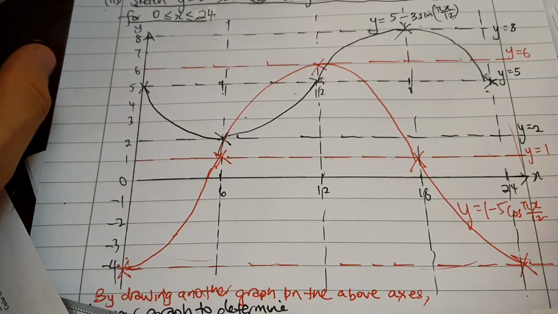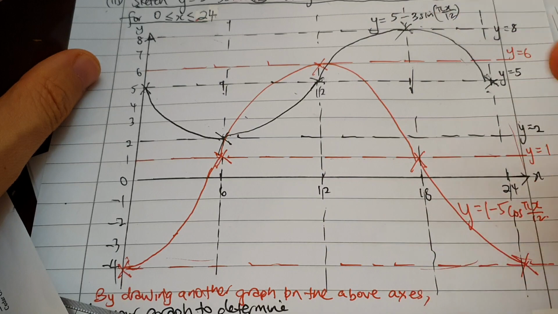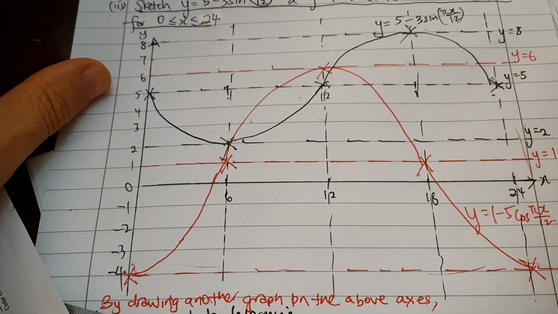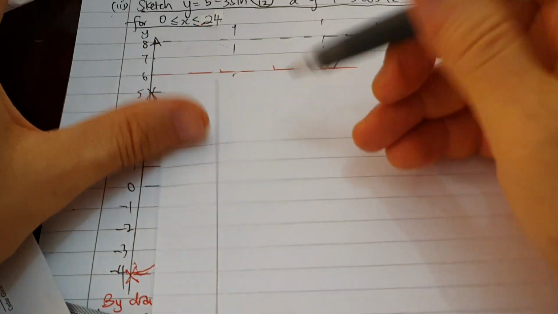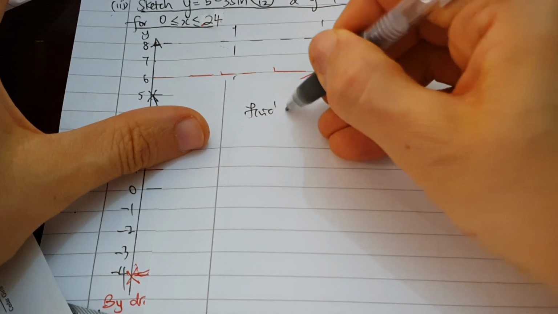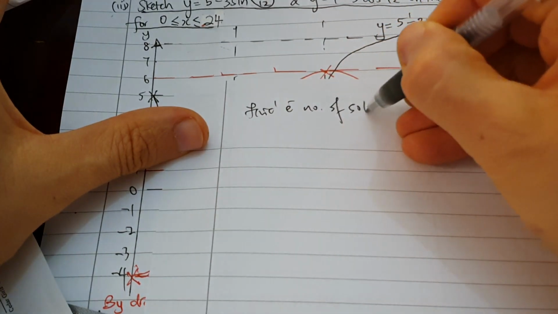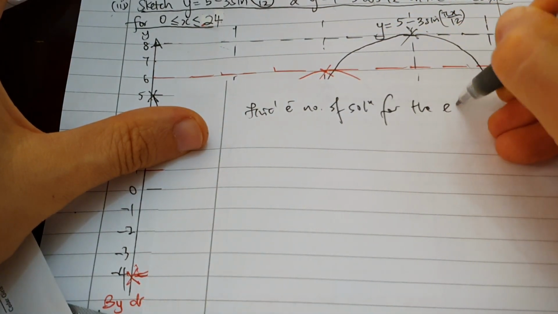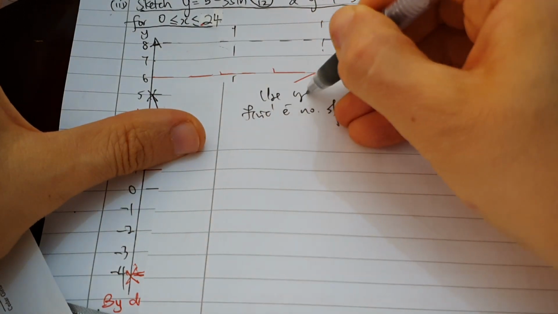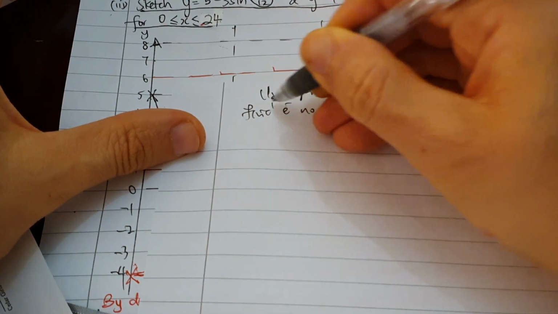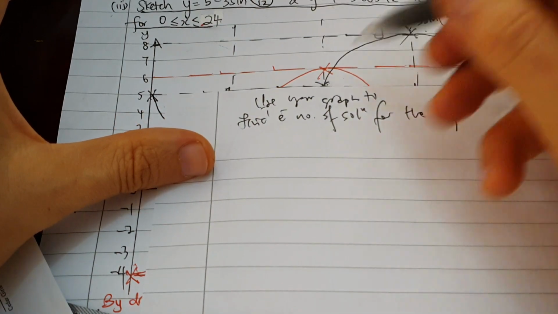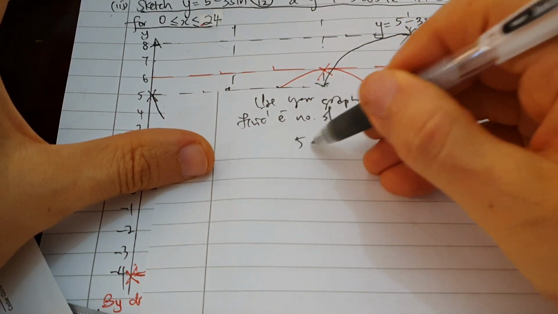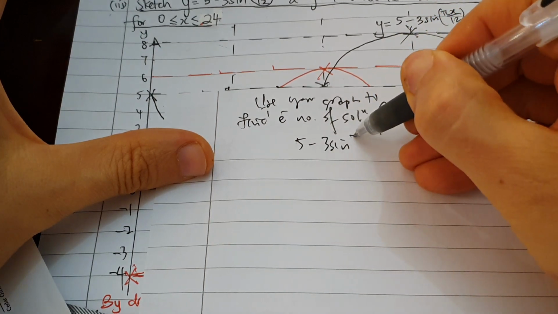Now the question can ask you like this. I didn't add in the question here because I ran out of space already. Find the number of solutions for the equation. Use your graph. They will always say use your graph to find the number of solutions for the equation. What equation? They will surely give something like that.